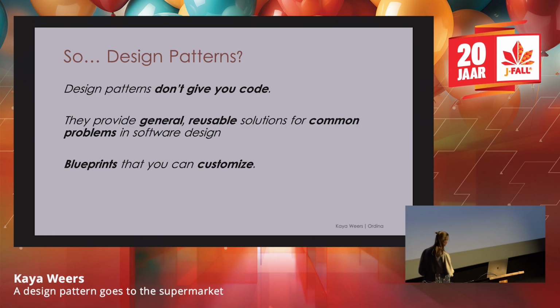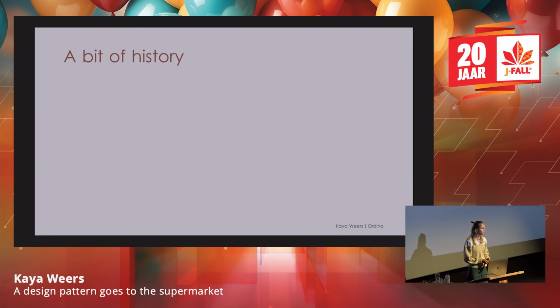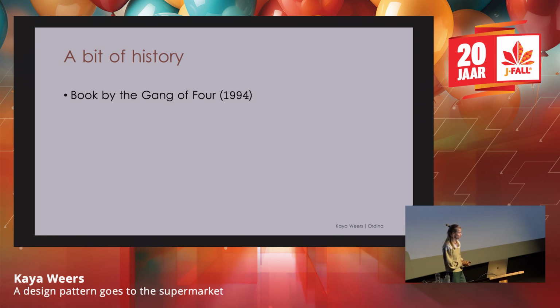So if this is what design patterns are, how did we get them? How did we end up with the names? How did we end up with the descriptions? For that, we need a little bit of history, because in 1994, 4 men wrote a book. They're also called the Gang of Four. And in this book, they described design patterns. They were coding for a while, and they had found that there were certain solutions that worked in a lot of cases. And they decided to describe them.